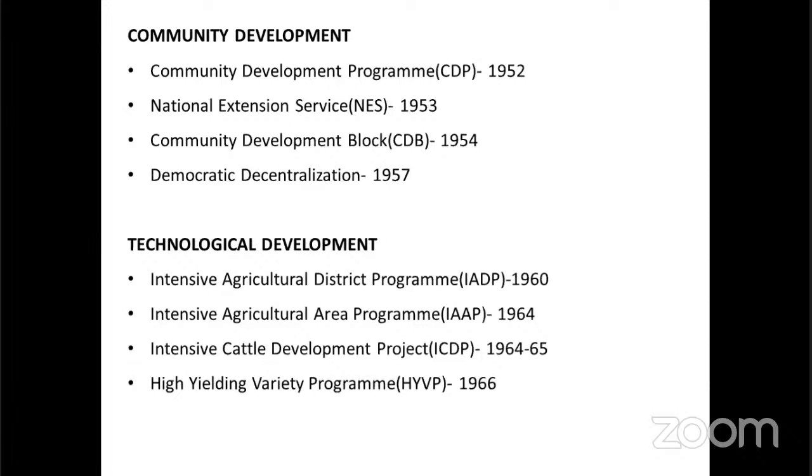Next, we go for technological development. There are 4 important ones. First is the Intensive Agriculture District Program, IADP, which was launched in Kharif 1960. Next is the Intensive Agriculture Area Program, launched in 1964. Next, the Intensive Cattle Development Project, ICDP, launched in 1964 to 65. Next, the High Yielding Variety Programs, HYVP, in 1966.